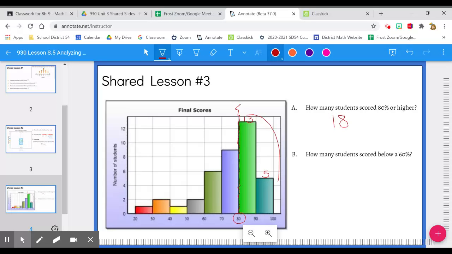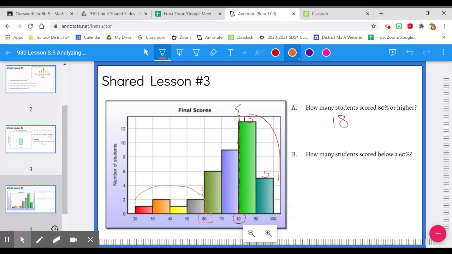Okay, then part B says how many students scored below a 60%. So again, I look for that 60% on my histogram. Here it is right here. So I want anything that is below that line. That's the number of students that I want. So we're looking at all of these bars together.